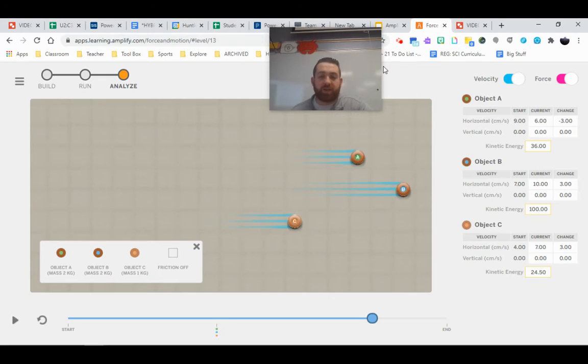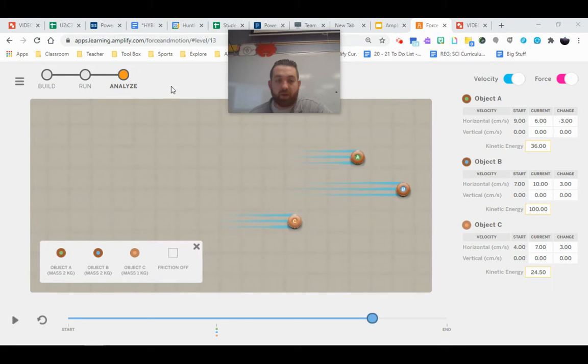So first off, let's break down kind of what we have within our simulator. Similar to before, we have build, run, and we're now at the analyze section of our simulator. We have three objects, A, B, and C, and we know that all objects have a current velocity going to the right. Now, when we look at the mass of our three objects, A and B both have a mass of 2 kilograms, and object C has a mass of 1 kilogram.